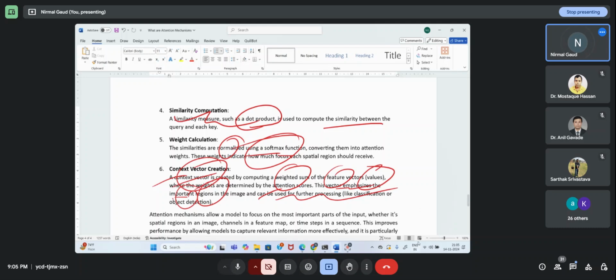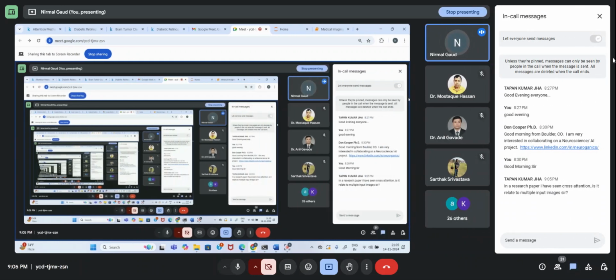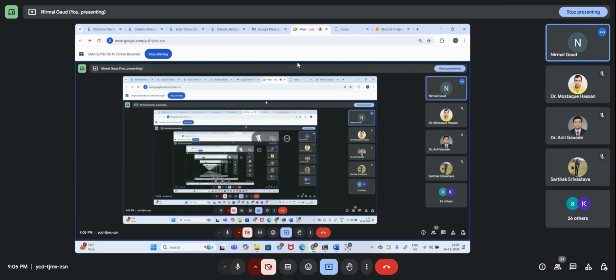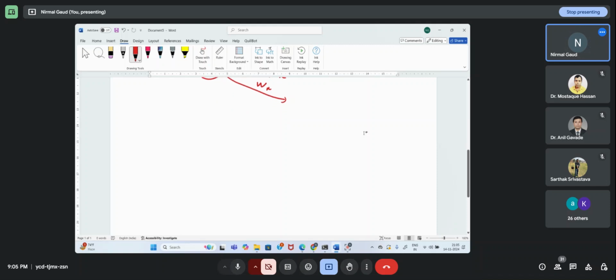Okay, got it. Yes, any query? I guess there is some question. For a research paper, I want to use cross attention. Is it related to multiple inputs? Yes, sir, you can use cross attention also. You can apply cross attention, no worries.